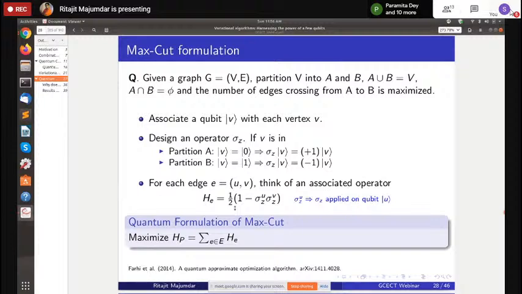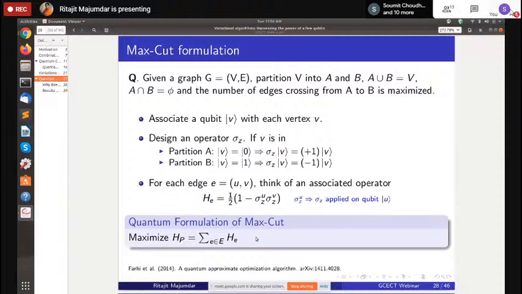It will give a 1 for disagree. It will give a 1 for agree. It will give a 0 for disagree. So you do that for all edges. You take the summation, and now you find an assignment of 0 and 1 such that this summation is maximized. So this is the idea of a max cut problem.